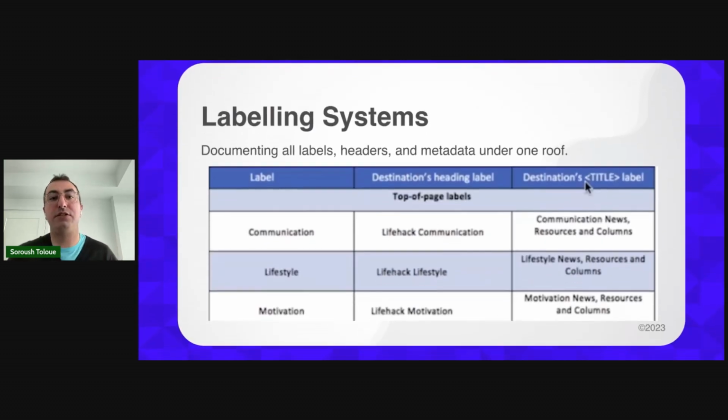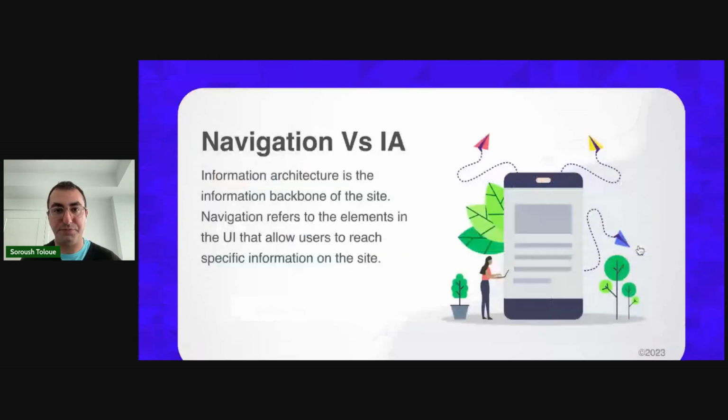Labeling systems, again, is documentation where you put all your labels, all your headers, all your metadata under one roof. In this case, the label of communication, we would see how it would show up at the top of the page, Life Hack Communication, and how it would show up as a title of the page.